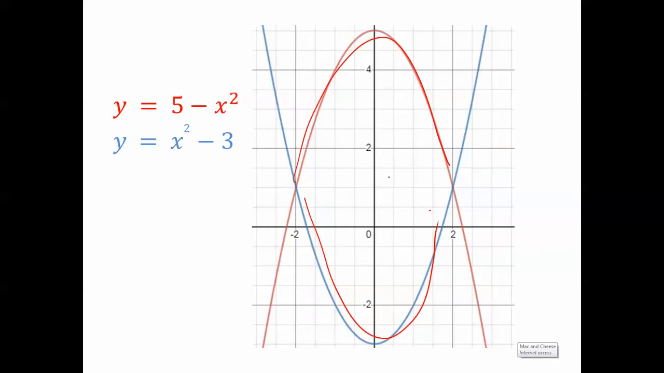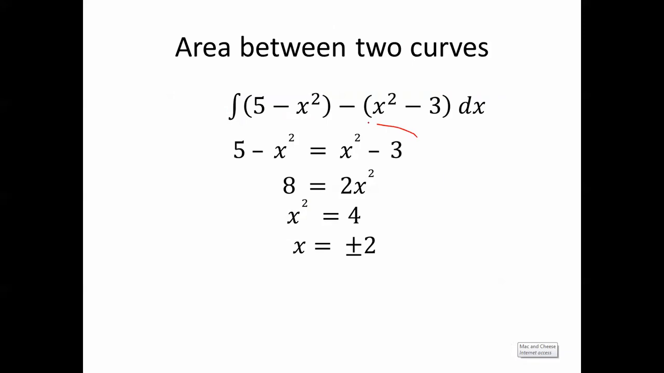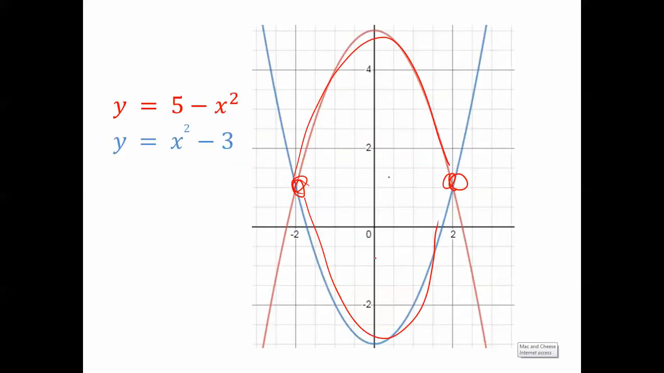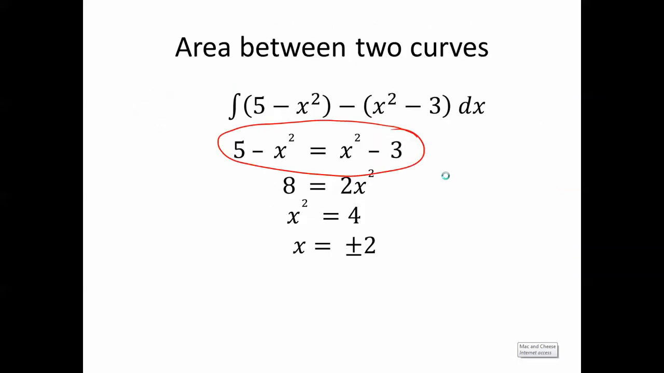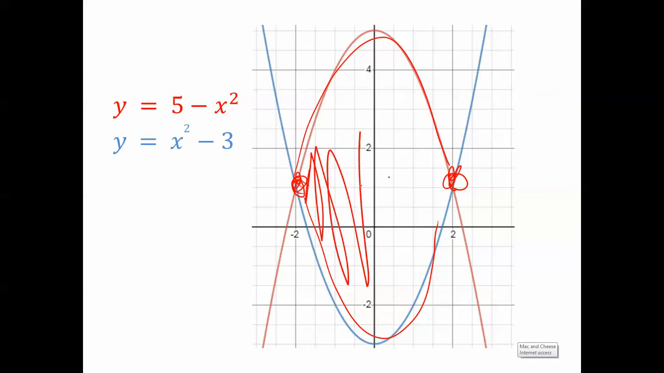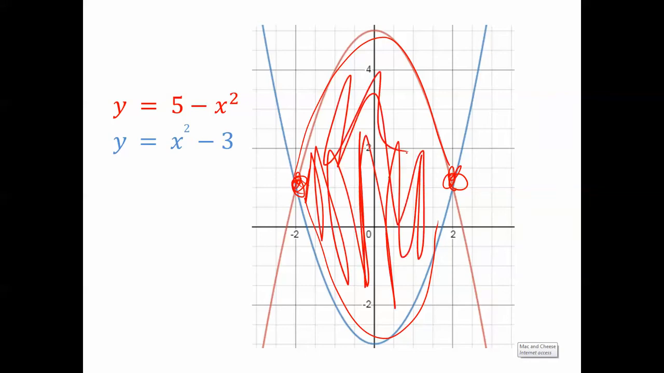But we don't know the limits of integration. So we need to find where these curves intersect. 5 minus x squared equals x squared minus 3. We solve it like a system of equations. Move the 3 to the other side, x squared to the other side, we end up with 8 equals 2x squared. In other words, x squared equals 4, so x equals plus or minus 2. And note, those appear to be the points where the graphs intersect. So those will be our limits of integration. We're going to integrate from -2 to 2.